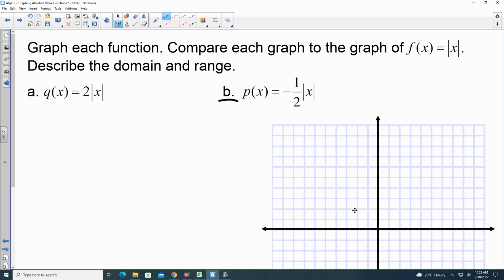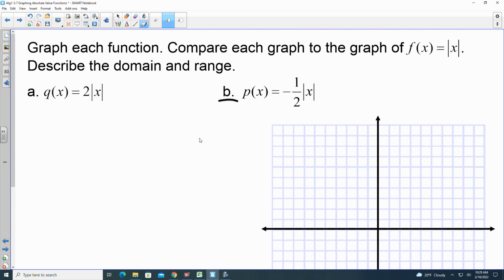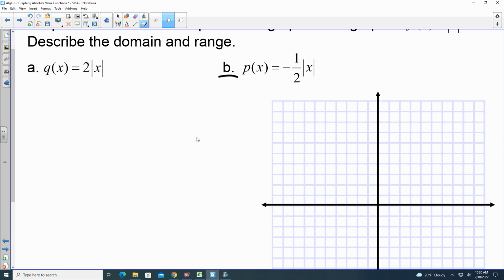And the reason why is that outside negative 1/2. So, for instance, let's say I still use the same practice of figuring out what's going to make the inside of my absolute value 0. In this case, it's still 0. But if I took 0 times negative 1/2, I get 0. So 0 comma 0 is my location of the vertex.